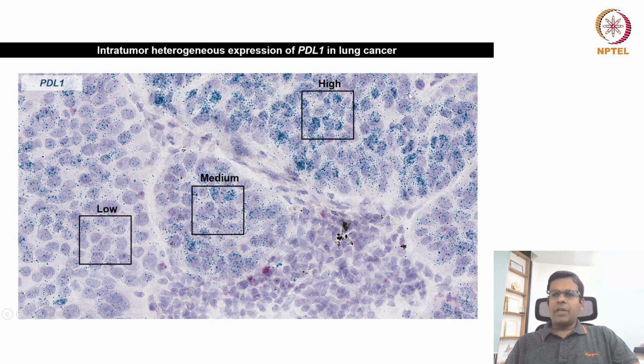Now this is a tissue section. In the same tissue, in this area, the expression level of the PDL1 gene is quite high because there are so many blue spots, individual mRNAs, whereas in this area the expression level is low, and here it is medium. And if you consider this area, you can see that there is no expression. So a tissue sample can show this kind of heterogeneity in the expression of any gene. The same gene in the same tissue is highly expressed in one area, the expression level is low in another area, and in some areas it is not expressed at all.